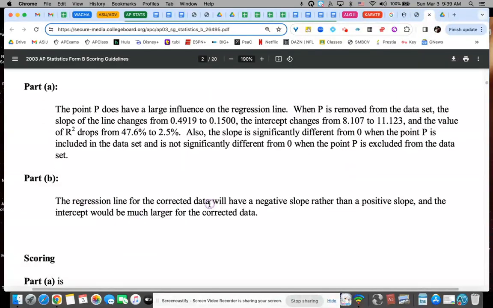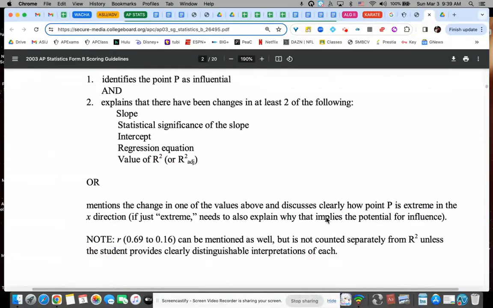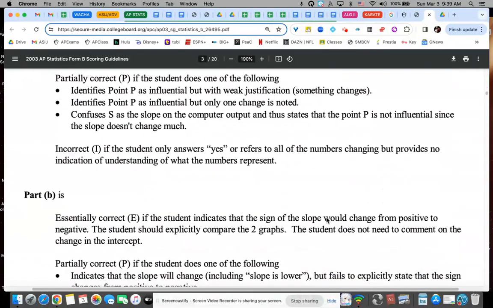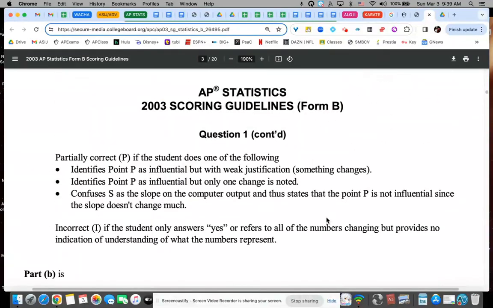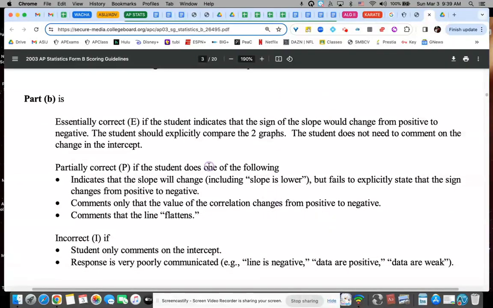So the regression line for the corrected data will have a negative slope, and that's the important piece, saying it's negative. You can't just say it changes. That's not enough information. You have to actually say it changes to negative from positive. So that's a big change, right? And it does say the intercept would be much larger as well if you want to add in a little extra. But when you really go through the scoring guide, they don't make you talk about a whole bunch of stuff. You can just talk about the slope, right?